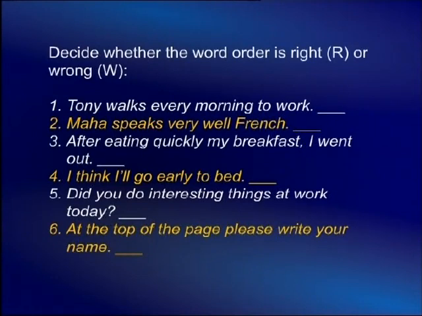Of course, it's wrong. Number two, Maha speaks very well French. No, Maha speaks French very well. French has to come first, and then how well she speaks has to follow it. So sentence number two is also wrong. The word order is wrong.